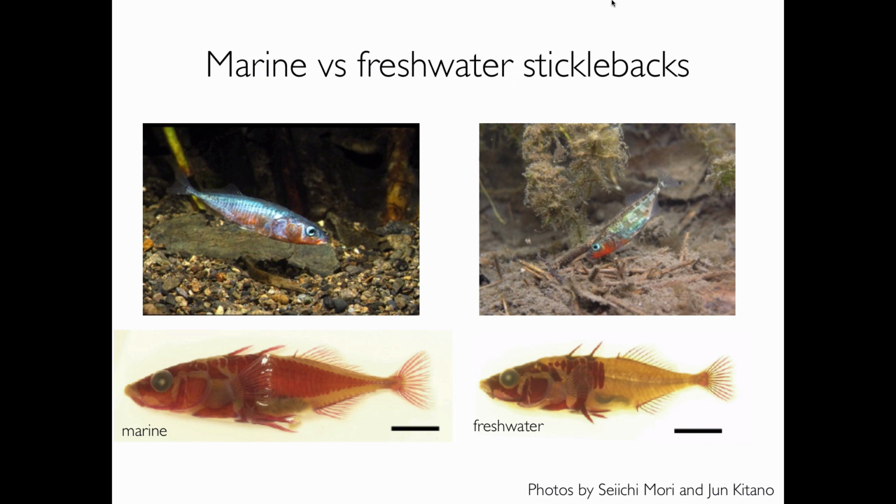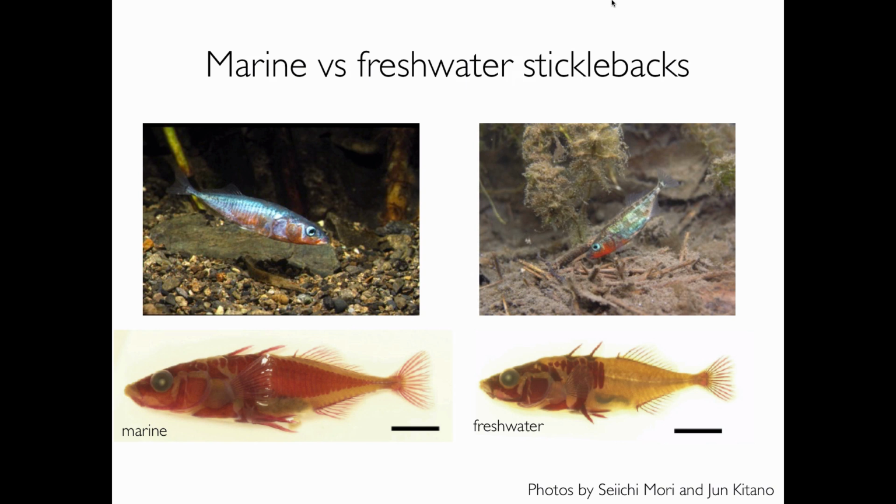Just a little bit more about some of the specific phenotypes. So this is just a comparison between marine and freshwater sticklebacks. These are male sticklebacks tending their nests. They have these very elaborate courtship dances that they do to attract females to their nests, and they get these beautiful red throats and blue eyes. Marine sticklebacks are always very heavily armored.